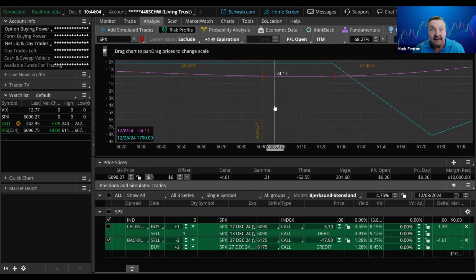There's a lot of caveats, cautionary tales, and cautionary concepts that you need to have whenever you do either of these trades, and in particular, really the back ratio.